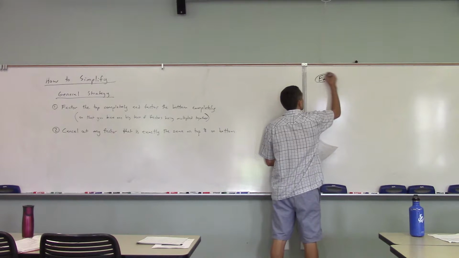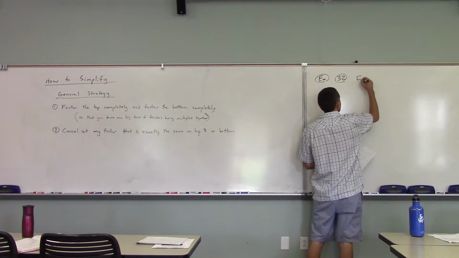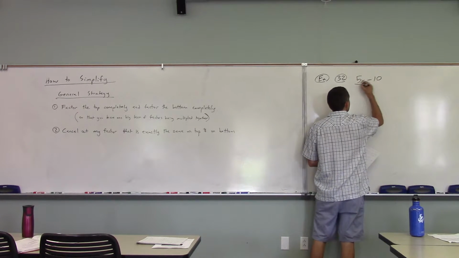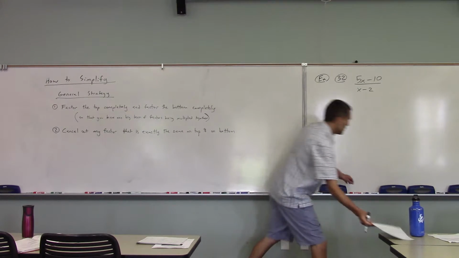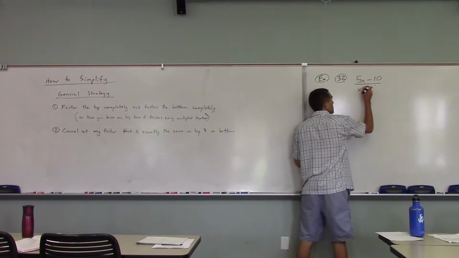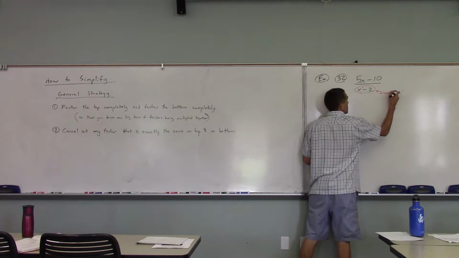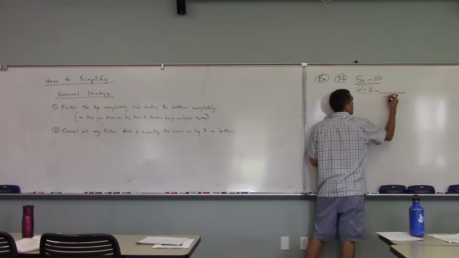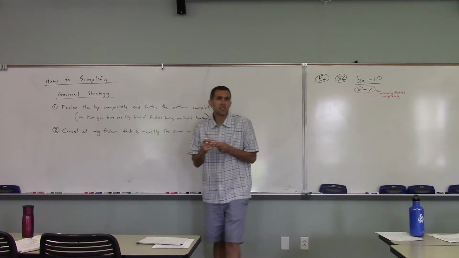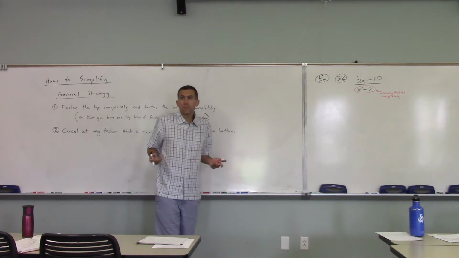Here's number 32. So we have 5x minus 10 over x minus 2. Alright, since this x on bottom is already to the 1 power, you could think of it as already being factored because it's a prime factor, because it's x to the 1. You can't split up an x to the 1 anymore, and there's no GCF, okay? However, we could factor the top a little bit.